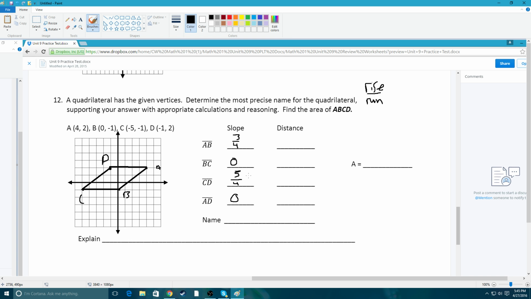However, these two sides right here in the middle, those guys are not perpendicular. So we can't say that they form 90-degree angles. That instantly rules out a square, instantly rules out a rectangle. Cannot have either of those.